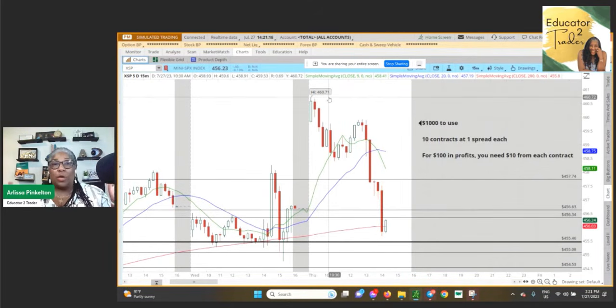Because really, as a seller, you just need it to stay below your strike. All this moving is great, but we didn't need this. You just need it to stay below your strike, and then you keep your money. That's how the premiums work for sellers.